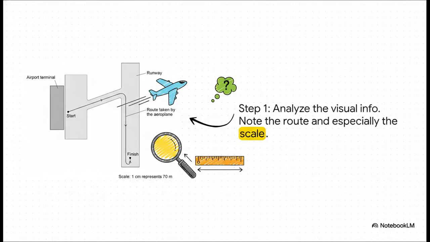You know, the first thing examiners are checking for is just, are you paying attention? It's so easy to just look at the plane's flight path and move on. But the most important clue on this whole diagram is hiding in plain sight, right at the bottom, the scale. 1 centimeter represents 70 meters. That little piece of text is the key to getting the first marks. So, rule 1, never, ever ignore the diagrams.